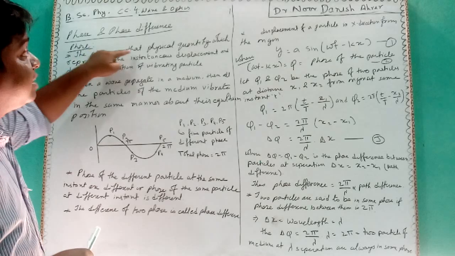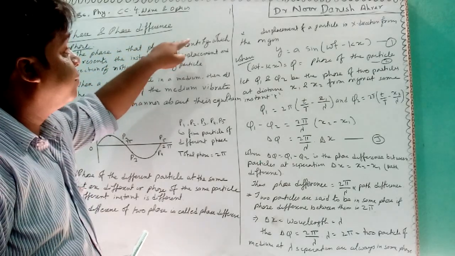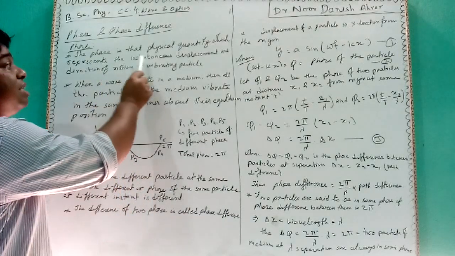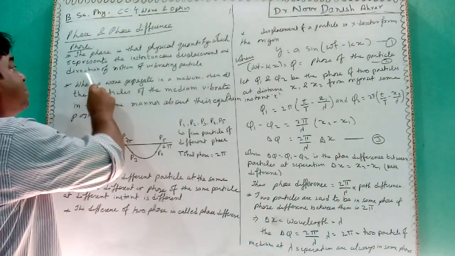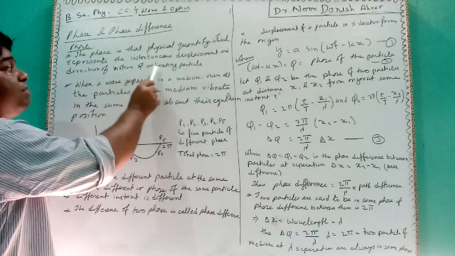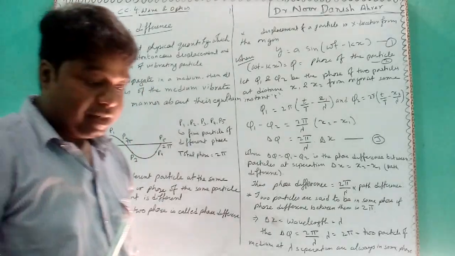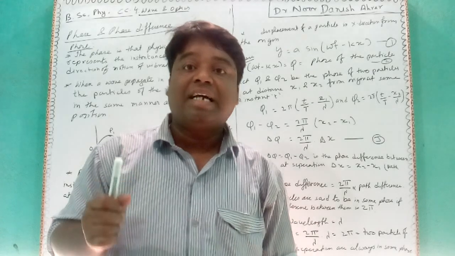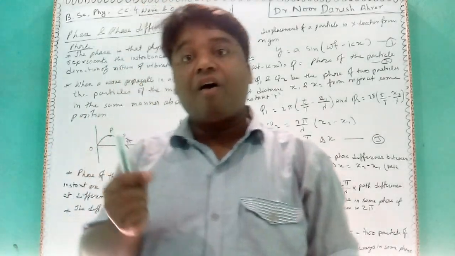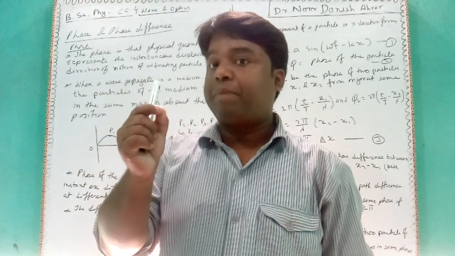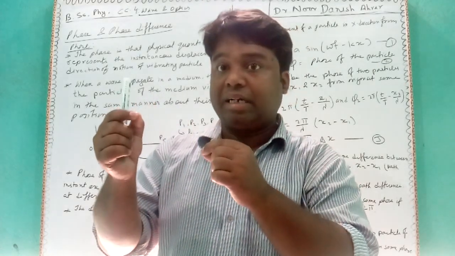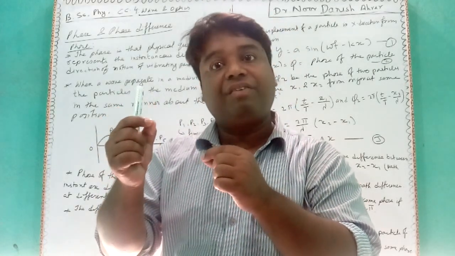The phase is a physical quantity. It is the physical quantity which represents the instantaneous displacement and direction of the motion of the vibrating particle. Means it is the instantaneous displacement and direction of one particle. Okay, so another particle will be at a different phase.